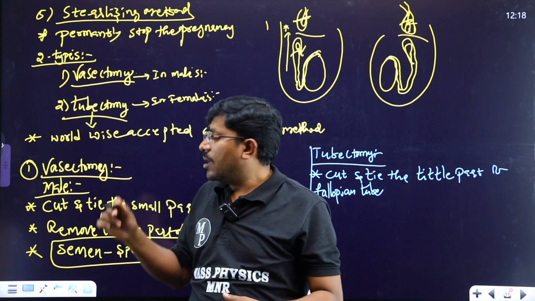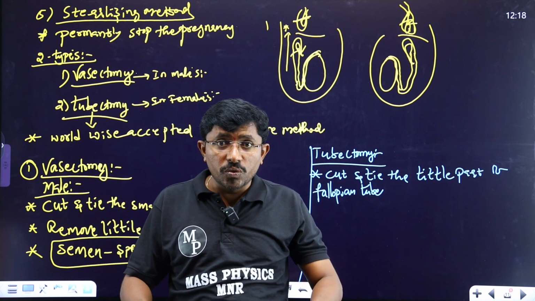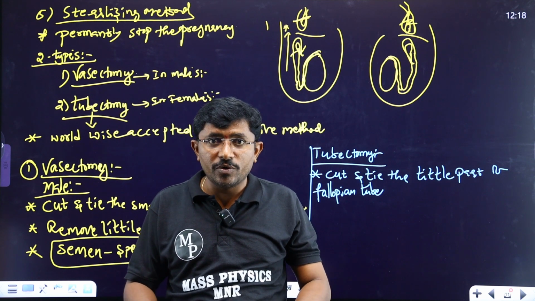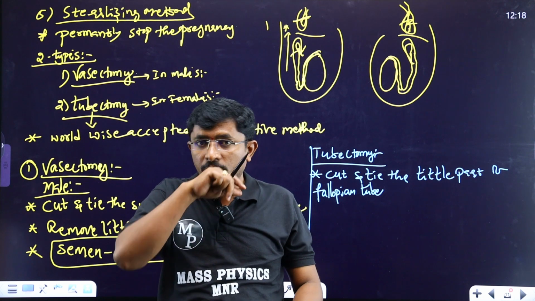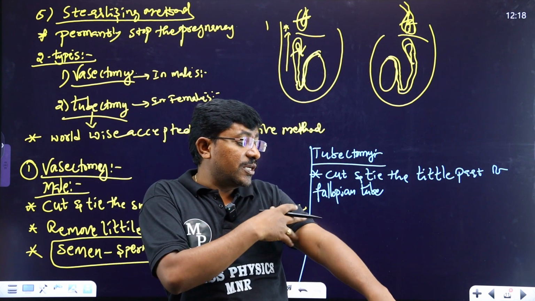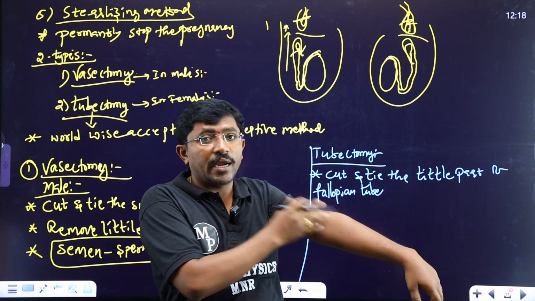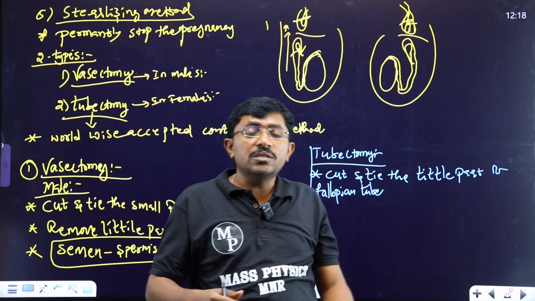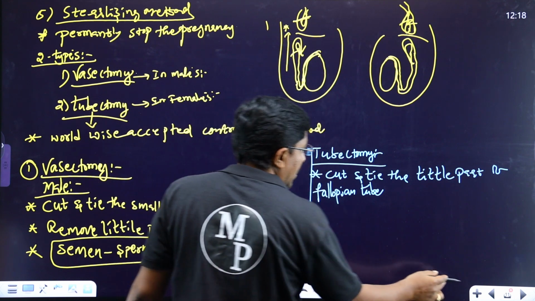Generally in the tubectomy process, first two holes are formed in the lower abdomen, where exactly the fallopian tube is there. Especially at the isthmus region, this portion is cut and tied on both sides. So in this process, what happened? I'll draw the picture here.